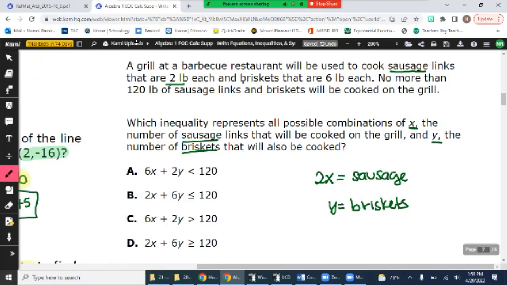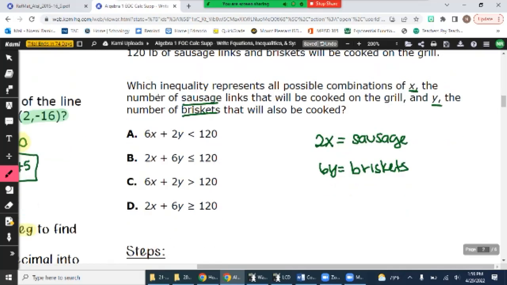Briskets weigh how much? 6 pounds. So just knowing this much information now, I can eliminate what answer choices? A and C because the number is not attached to the correct variable. Now, between B and D, the difference lies in the inequality.